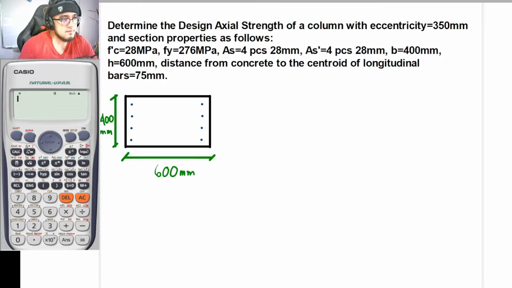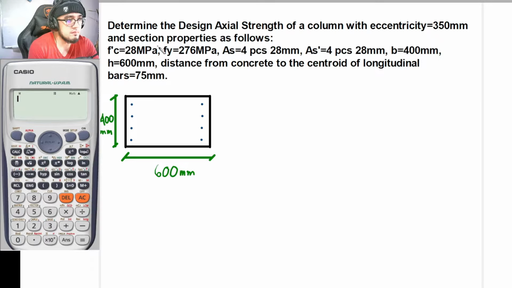Okay, so let us have this example about short columns that are subject to axial loads with uniaxial bending. In this problem, we would be determining the design axial strength of a column with eccentricity of 350 mm and section properties as follows.